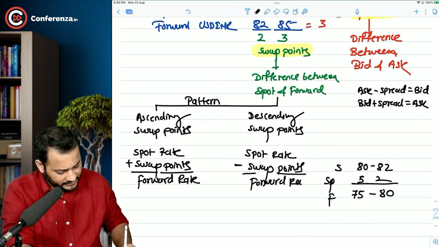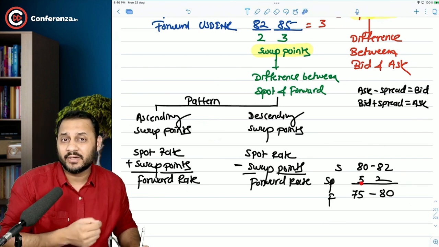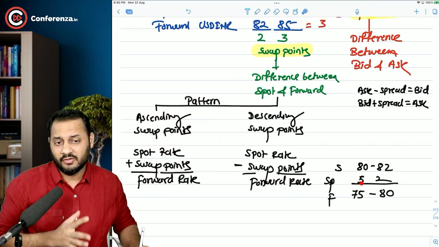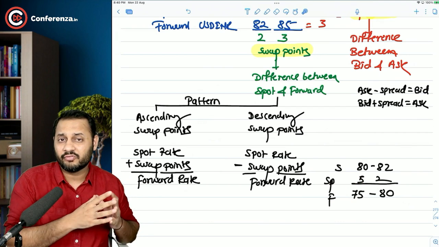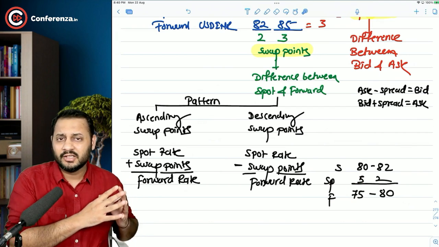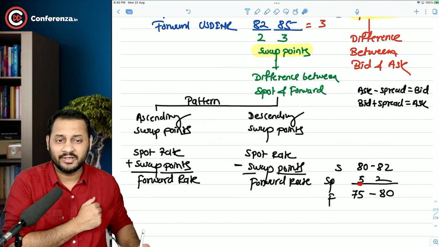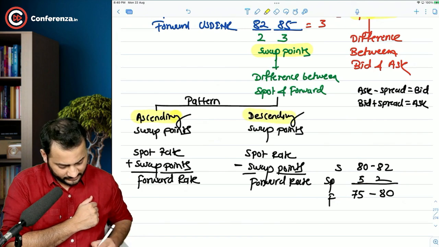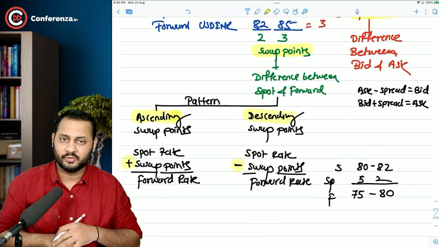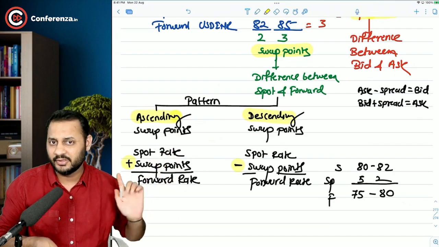So the pattern itself will explain what the bank is expecting in the future, whether the rates are going to fall or increase. If they are not confident about the future, they will obviously decrease the rate, and in that case they will give the swap points in descending order. So the order matters a lot for the pattern. Okay, if it is ascending, it will be addition. If it is descending, it will be deduction.